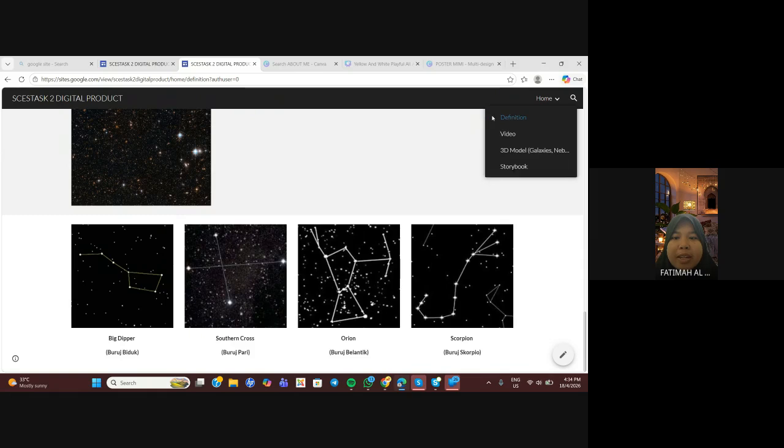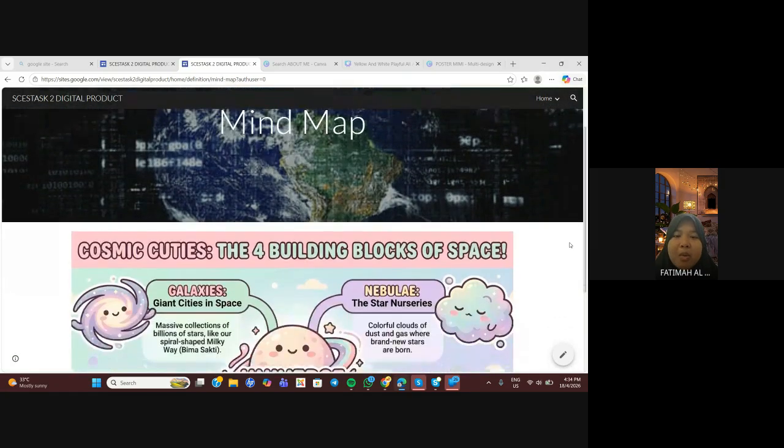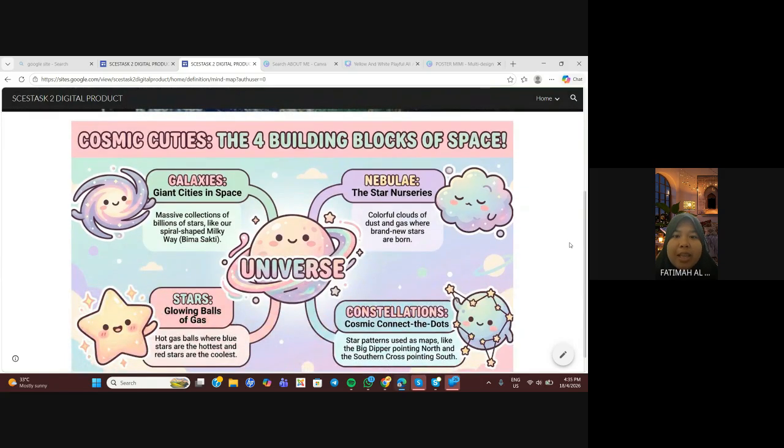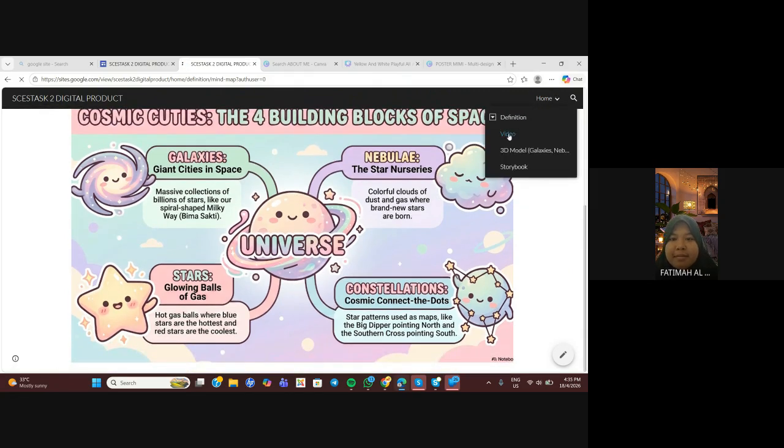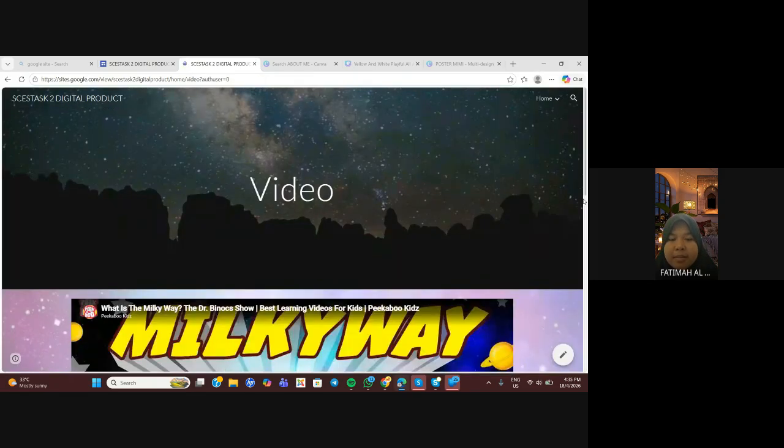And I also included a mind map in case the students want to reflect on their learning or take notes after this lesson. In addition, to increase their understanding about the galaxy in year 6, I also included a link embedded from YouTube talking deeper about the Milky Way in the universe.